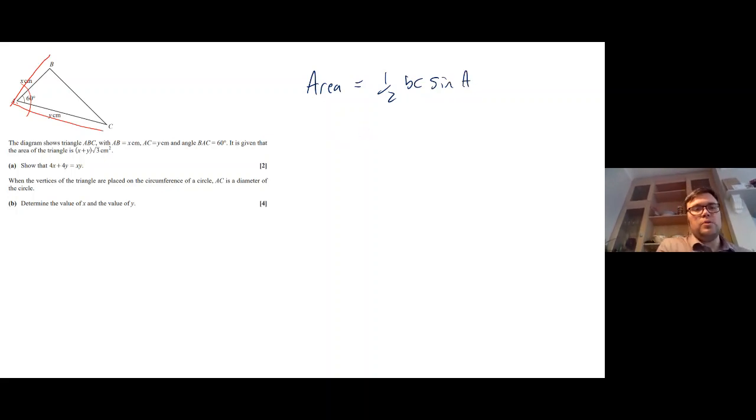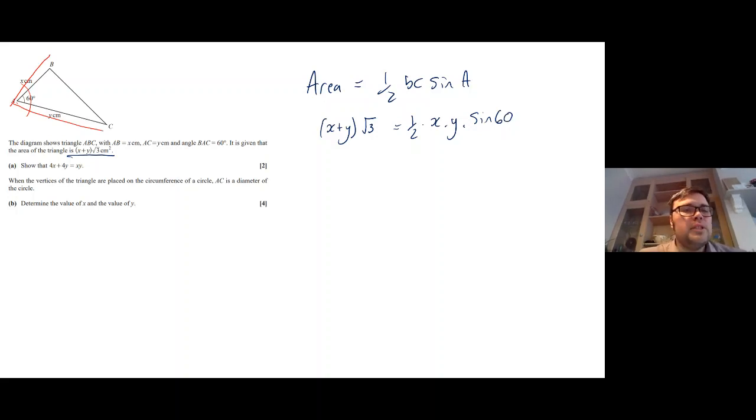So the area which was given to us is there. That's going to be X plus Y multiplied by root 3 equals, with X and Y being the values for B and C, a half times X times Y. I'm using the dots for multiplication so that you don't get confused with my X. And then it is times sine of 60.